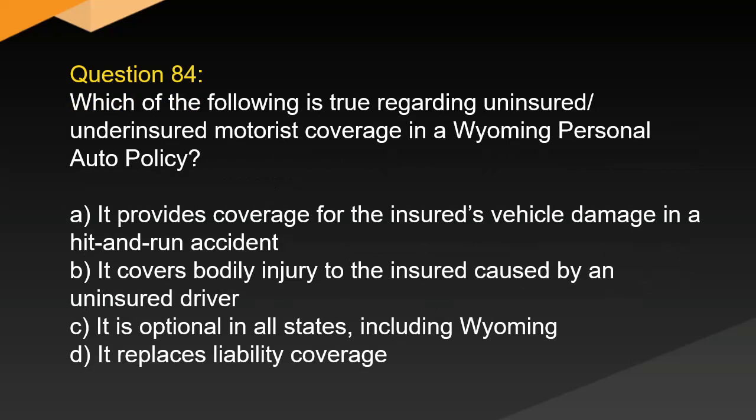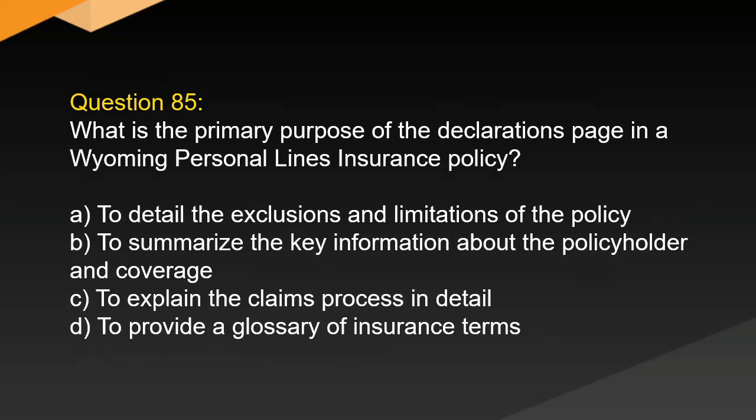Question 84. Which of the following is true regarding uninsured/underinsured motorist coverage in a Wyoming personal auto policy? A. It provides coverage for the insured's vehicle damage in a hit-and-run accident. B. It covers bodily injury to the insured caused by an uninsured driver. C. It is optional in all states, including Wyoming. D. It replaces liability coverage.